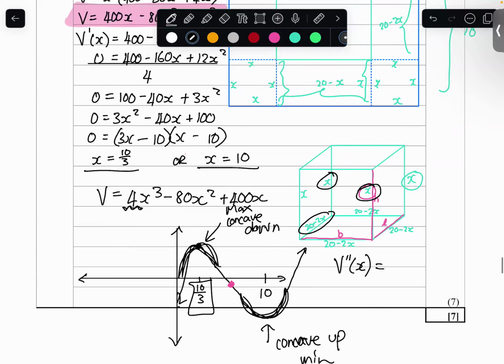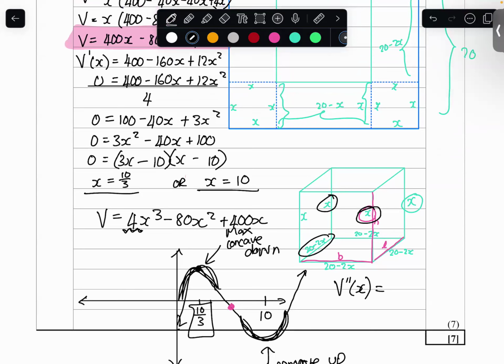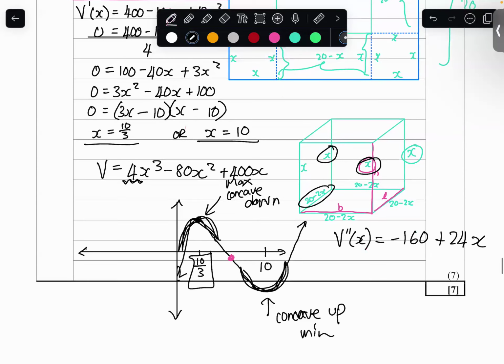So if you find the derivative again, it's going to give you minus 160 plus 24x. All right, then you make it equal to 0 and you solve for x. That gives me 160 is equal to 24x. Divide both sides by 24, then x is equal to, no idea what that is. Give me a second, I will figure it out.